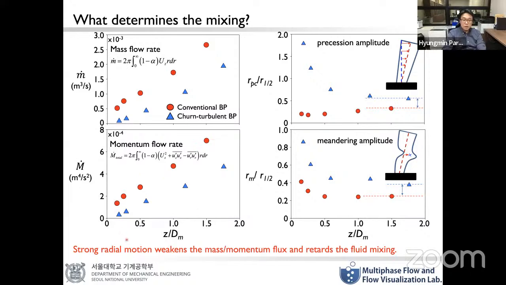That means it is understood that the strong radial motion or lateral oscillation weakens the mass flux or momentum flux, and it is not that good in achieving the faster fluid mixing. So that means you have to focus on the entrainment in the vertical direction.